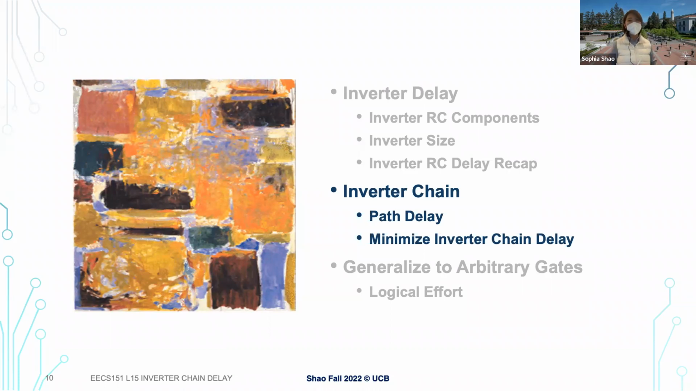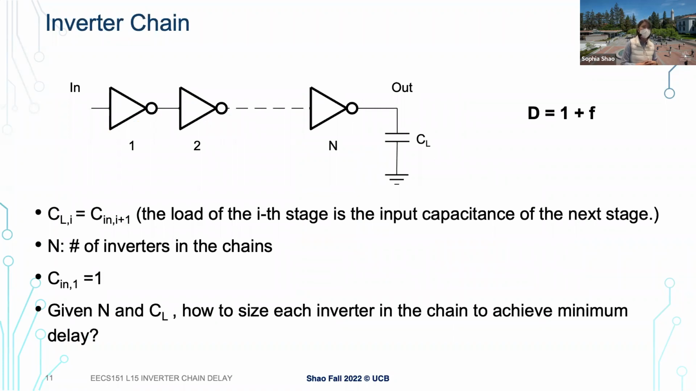Again, we'll start with a chain of inverters. Let's focus on the inverters first, how we can actually minimize the entire path, and then we'll talk about how we can also generalize this to arbitrary gates. So, inverter chain. As the name suggests, it's basically a chain of inverters. Here we zoom out further, instead of looking at each individual gate, we look at a circuit. This is basically one of the simplest circuits we can have: just inverters. We put a bunch of them together, form a chain, and then it drives a load towards the end.